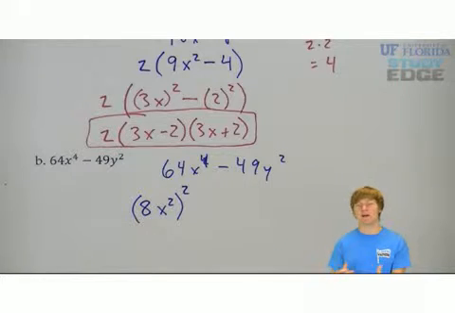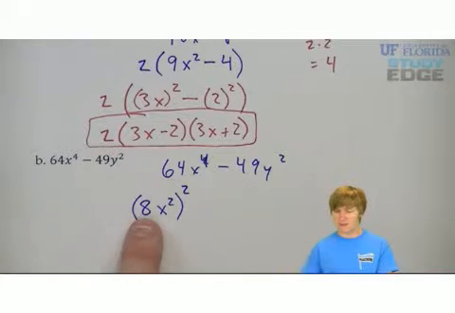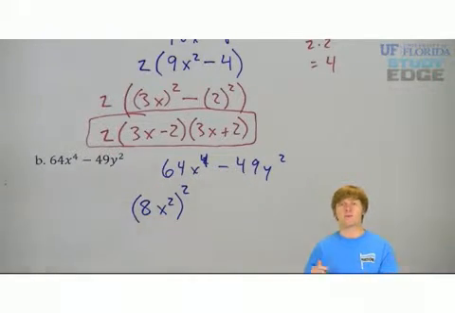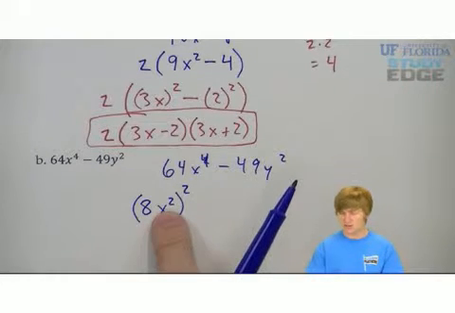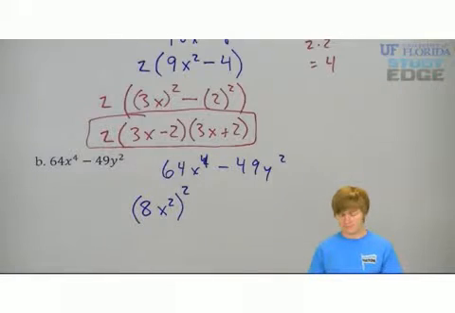Okay, and I can actually check myself on that as well. So if I realize this, that the square root of 64 is 8, the square root of x to the fourth is x squared, that's what I'm left with. I'm left with 8x squared to the second power. Okay, 8x squared to the second power.